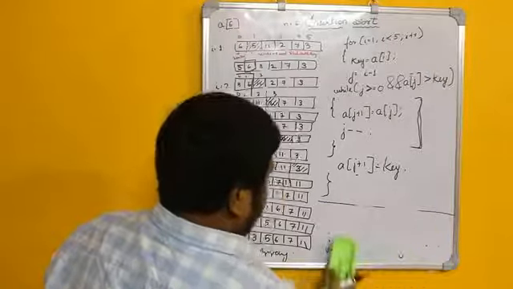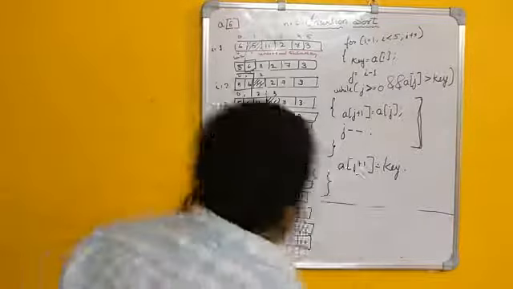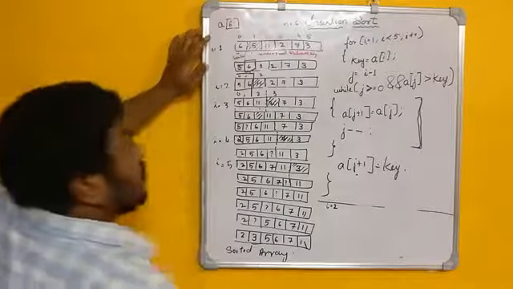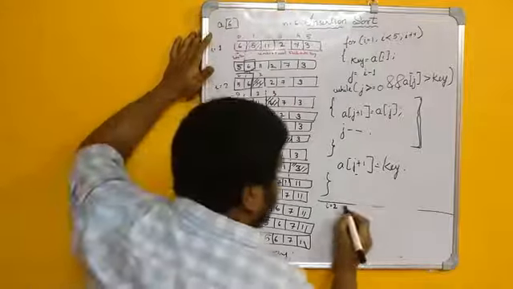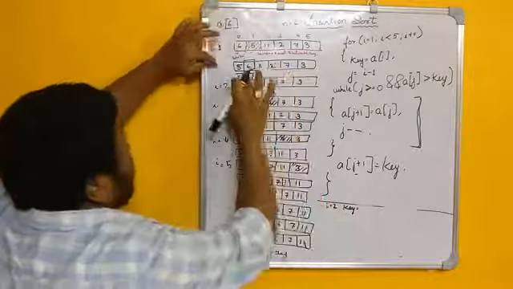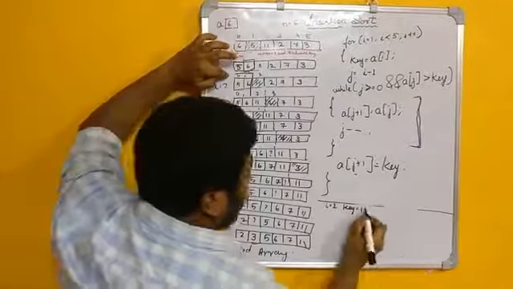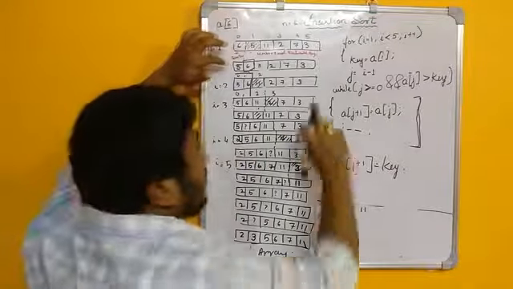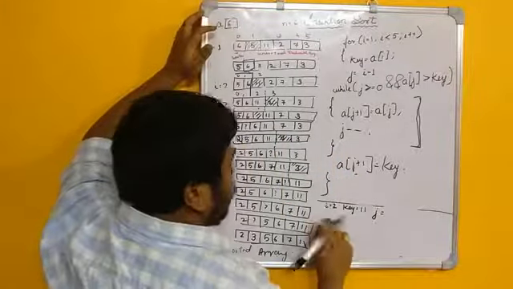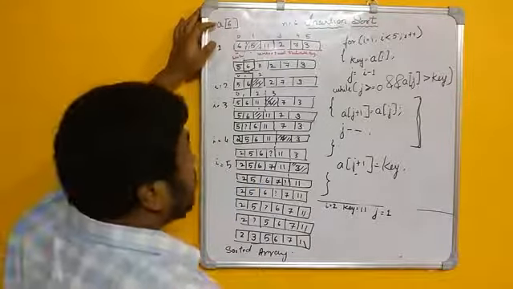Next iteration. Now i is equal to 2. Now key is equal to A of 2. Here i is equal to 2, A of 2 is 11, so key is equal to 11. Next, j is equal to i minus 1. i is 2, so j is 1.